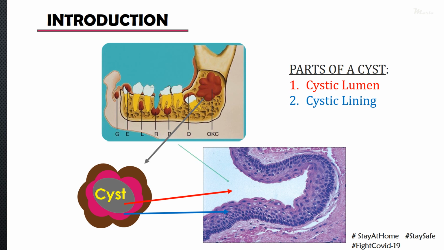The third part of the cyst is the outermost part. As you can see in this picture, the outermost part shows collagen fibers along with fibroblasts. This outermost part is also referred to as the connective tissue capsule or the cystic capsule. So, to summarize, a cyst will have three parts: the cystic lumen, the cystic lining and the connective tissue capsule. In some instances, there might be an absence of the lining, wherein only the cystic lumen and the connective tissue capsule will be seen.